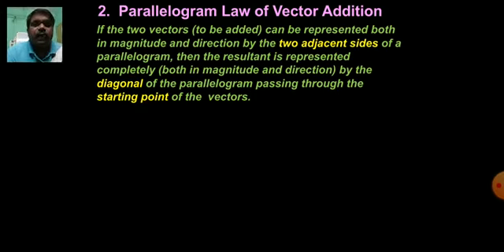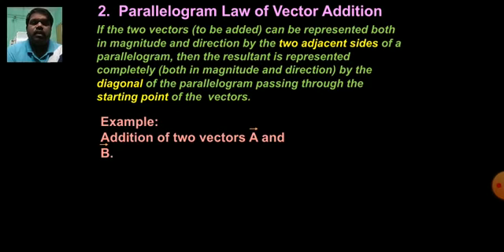But in case of parallelogram law of addition of vectors, as per this law, if two vectors are represented by two adjacent sides of a parallelogram, then the resultant of both the vectors, according to the parallelogram law of vector addition, will be represented by the diagonal of the parallelogram passing through the starting point of the vectors. This is the complete statement of the parallelogram law of vectors.